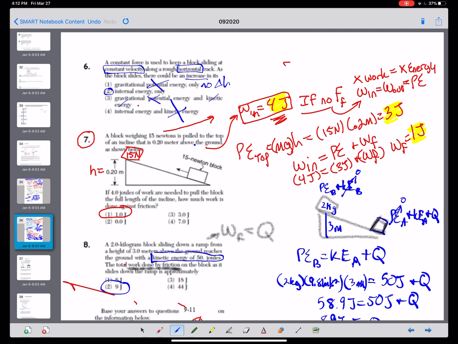All right, rough horizontal track. As soon as you drag something rough, never forget. All right, rough horizontal track. Rest in peace, Marty McFly.